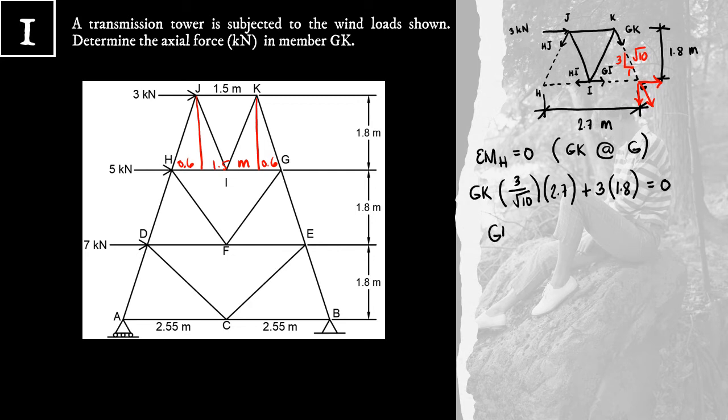Solving now for GK, GK is equal to negative 2.11 kilonewtons. The negative value means that our assumed direction for GK, which is tensile, is wrong. GK is compressive.